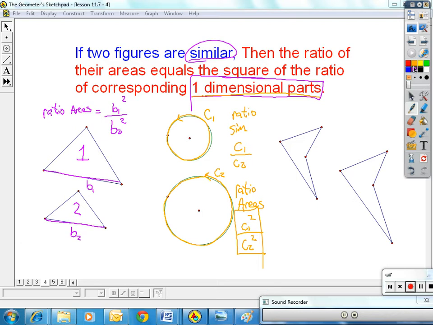Look at the next one. This diagonal right here, we'll call diagonal 1, corresponds with that diagonal 2 of those similar figures. They have to be similar. In order to use this, they must be similar. Be sure you remember that. So, what is the ratio of areas? Area of figure 1 to area of figure 2 is equal to diagonal 1 squared over diagonal 2 squared. It's that simple.